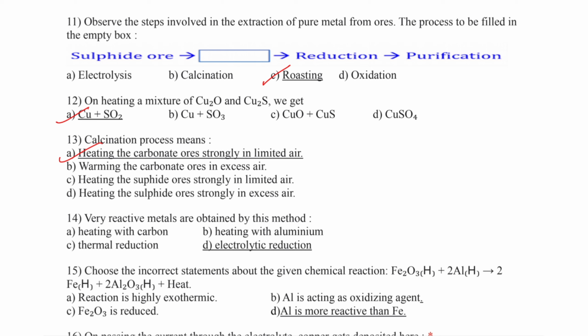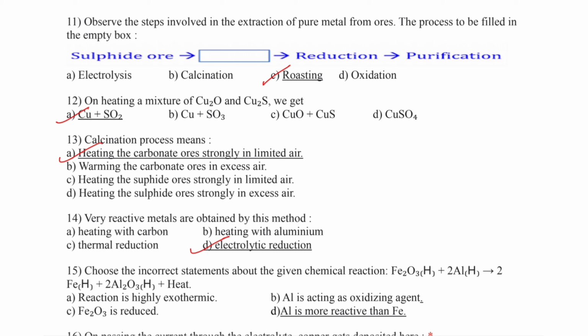Question number 14. Very reactive metals are obtained by this method. Option A, heating with carbon, option B, heating with aluminium, option C, thermal reduction, option D is electrolytic reduction. So in order to obtain the very reactive metal, we use electrolytic reduction method, and therefore the correct answer is option D.